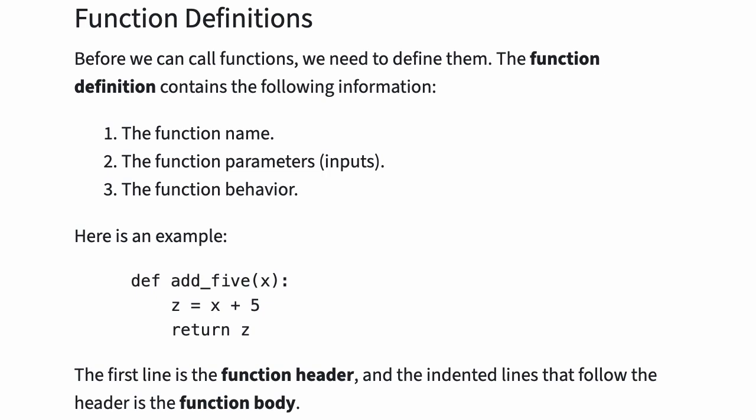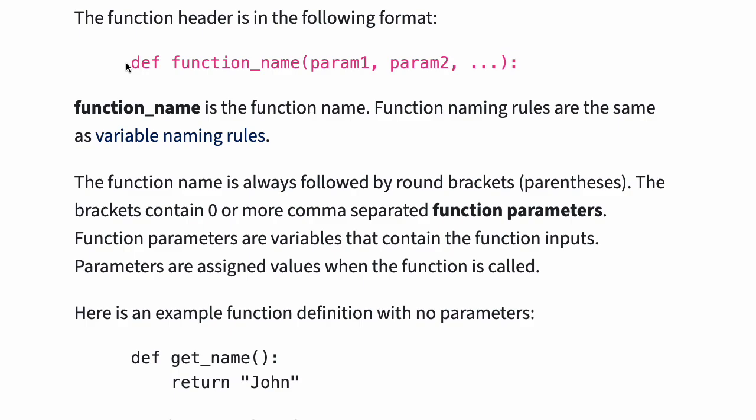Before we can call functions, we need to define them. The function definition contains the following information: the function name, the function parameters, which are inputs, and the function behavior. Here's an example. The first line is the function header, and the indented lines that follow the header are the function body. The function header is in the following format.